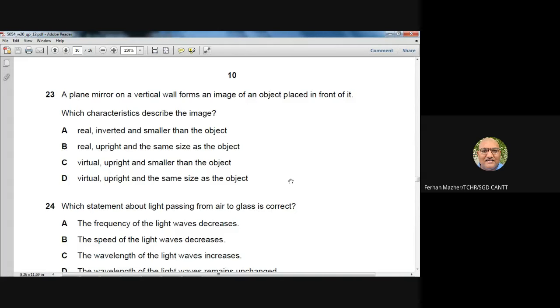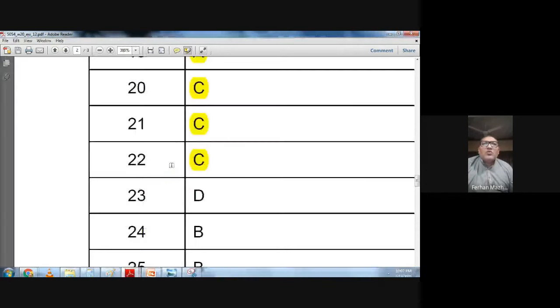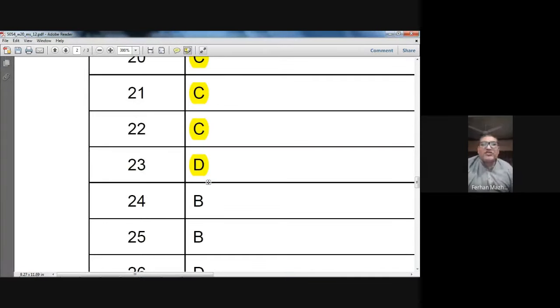So the image should be virtual. The image should be upright. It should have the same size as the object. So to me, the first two are directly wrong. They are straightforwardly wrong, because the image is not real. The image is virtual. So C or D couldn't be the option. The image is virtual, the image is upright, and it has the same size as that of the object. So D is the right option, sir. Question number 23, D is the right option according to the marking scheme.